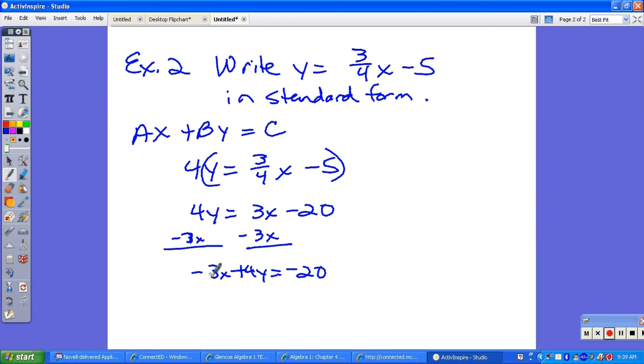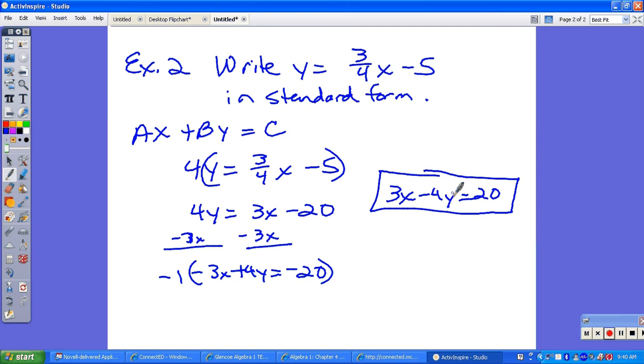Now we're going to make sure that this is positive, so we're going to multiply through by a -1. And when we do that, our answer should be 3x minus 4y equals 20. All I did was change all the signs. Okay, so that's how you would write that problem in standard form.